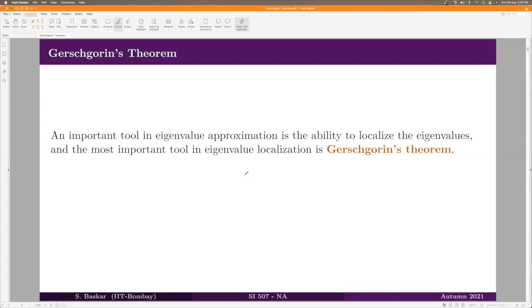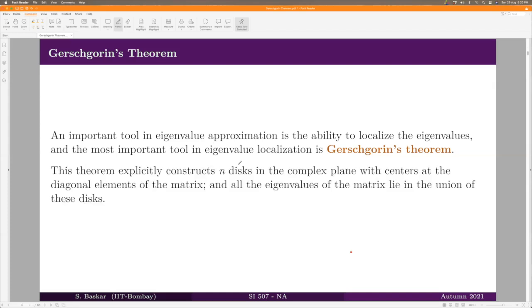Coming to what is meant by localization, Gerschgorin theorem gives us n disks. If you give an n cross n matrix to it, these disks are in the complex plane in such a way that all your eigenvalues are located only in the union of these disks. That is what we mean by saying that it localizes: it packs these eigenvalues in smaller disks, and thereby we can locate at least roughly where these eigenvalues lie in the complex plane.